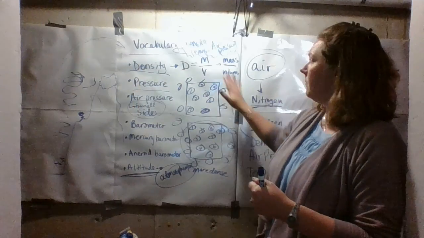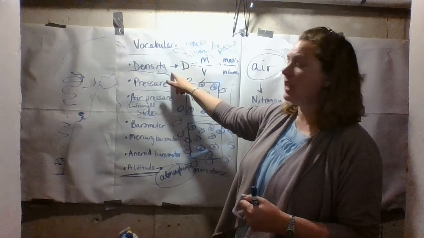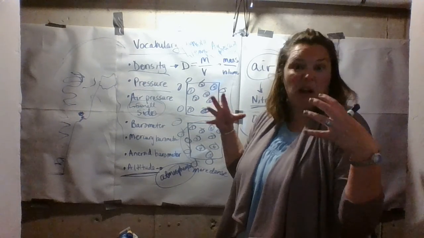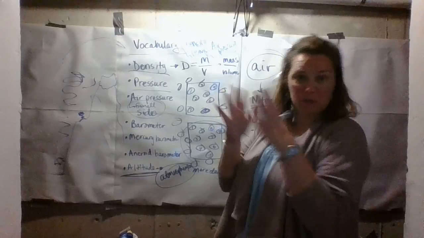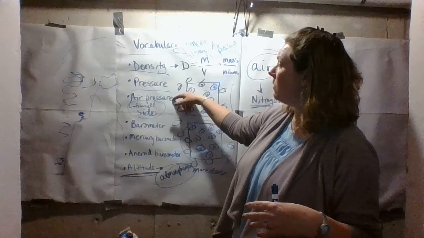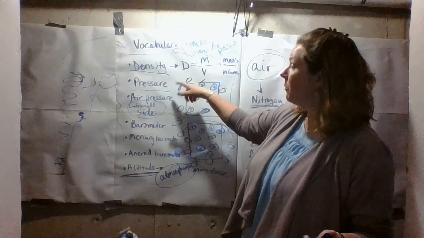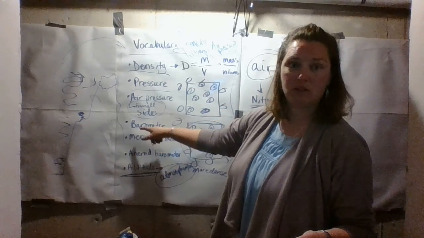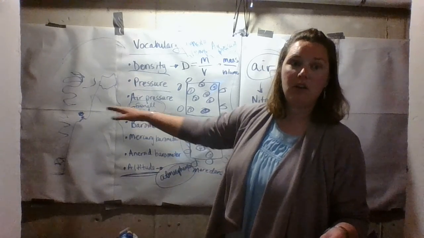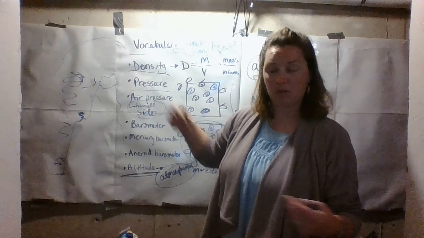So this is all connected with atmosphere. Density is how we describe how squishy the air is. Is it all smushed together or is it all relaxed? And we can measure this density with the pressure. And for the pressure, we use these tools, barometers, and there's two kinds of them. And then altitude comes into play when you're going up into higher levels of the atmosphere.